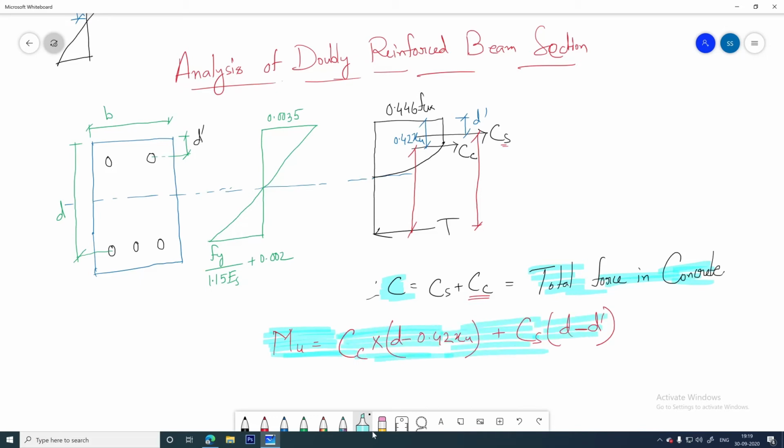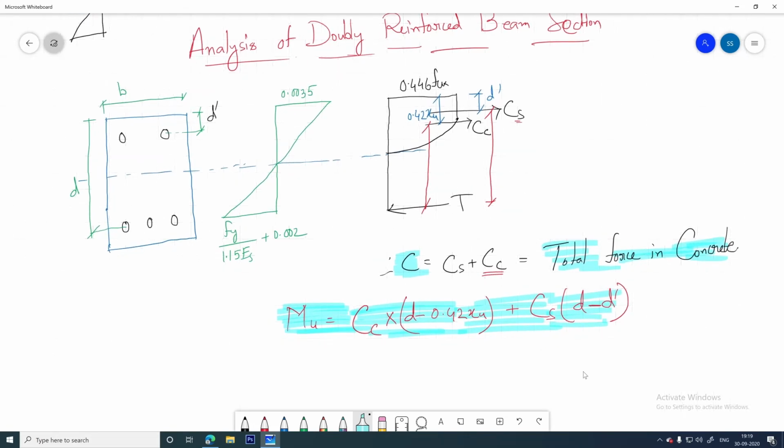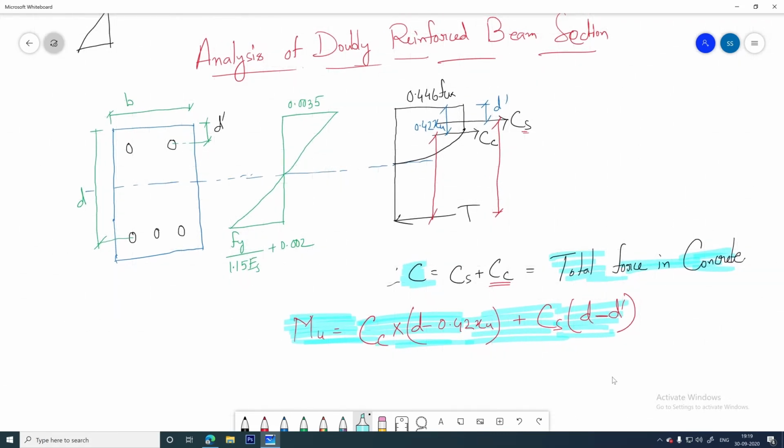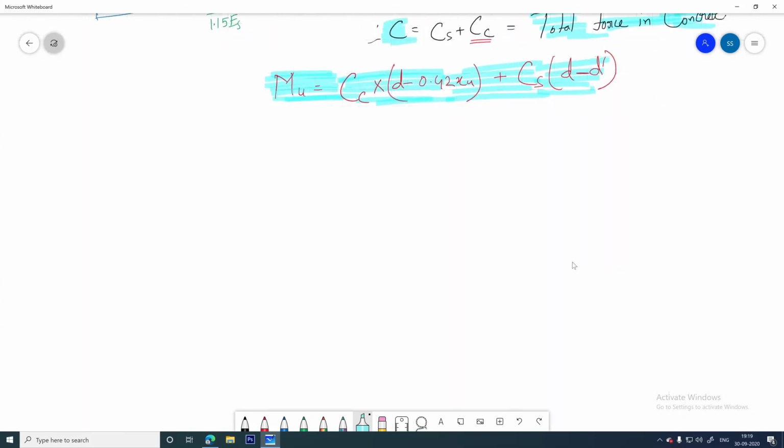Now no need to worry, I will give you the step by step procedure. In step 1 what you need to do, step 2, in such a way you just remember that thing and it will be very much easy, the designing of doubly reinforced beam section. Let us continue.